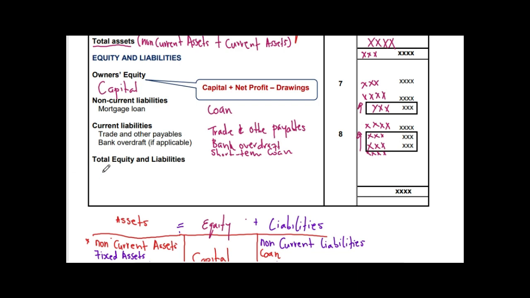And then our total equity and liabilities is made of what? Of owner's equity plus non-current liabilities plus current liabilities. And then it equals our total equity and liabilities.